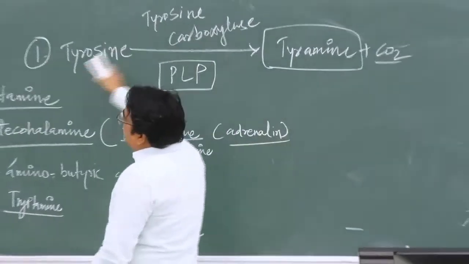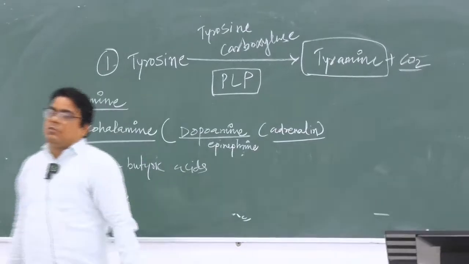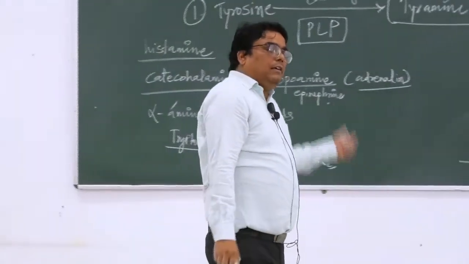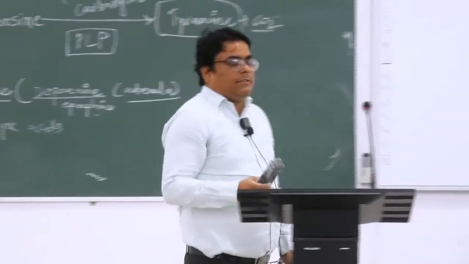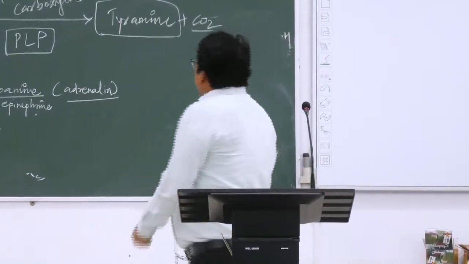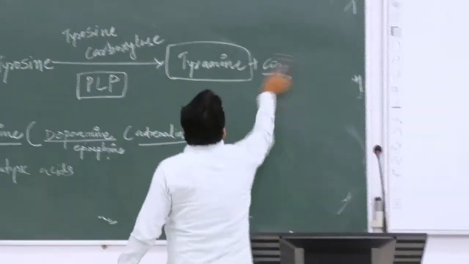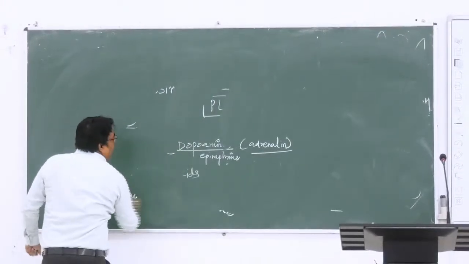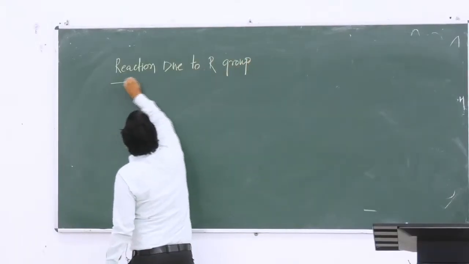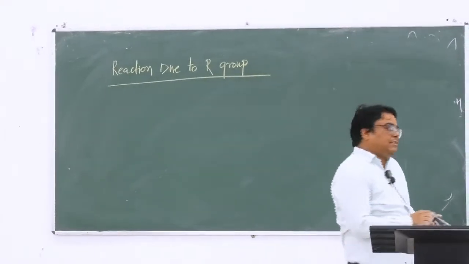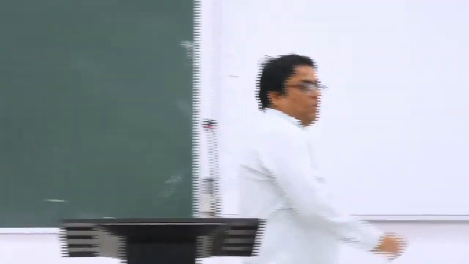This type of reaction is mainly regulated by a particular enzyme called carboxylase. The carboxylase enzyme acts on particular reactions. Now, reactions due to R group.